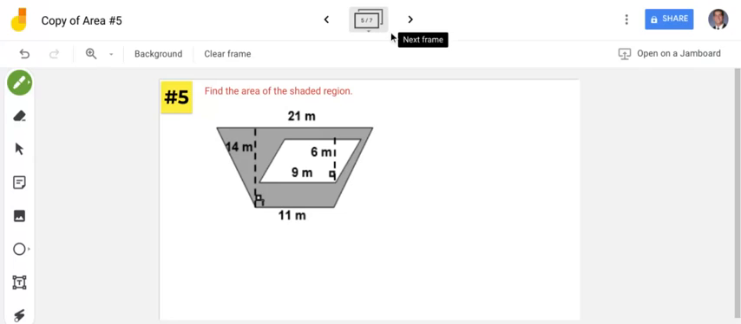And number 5, you have a trapezoid, and inside the trapezoid is a parallelogram. So find the area of the trapezoid, and then subtract the area of the parallelogram, because you want to take this parallelogram out so that you are left with the shaded region. So area of trapezoid minus area of parallelogram.